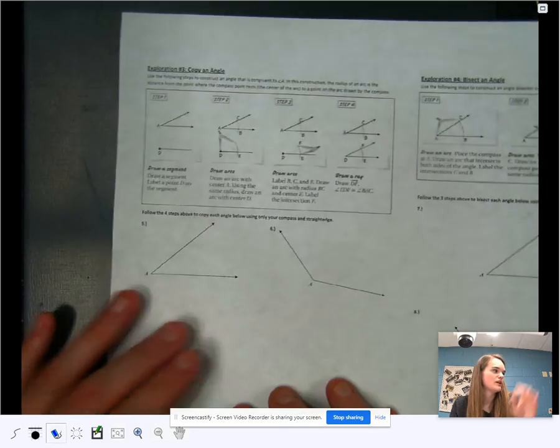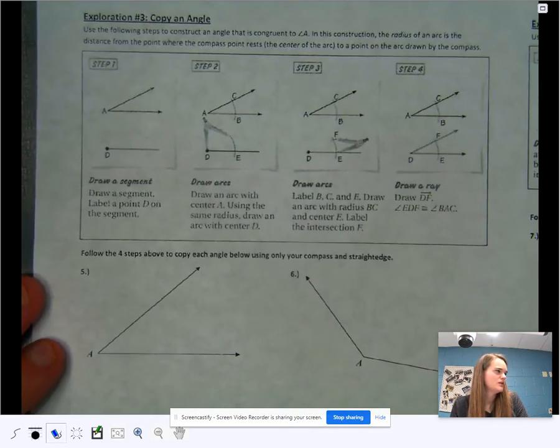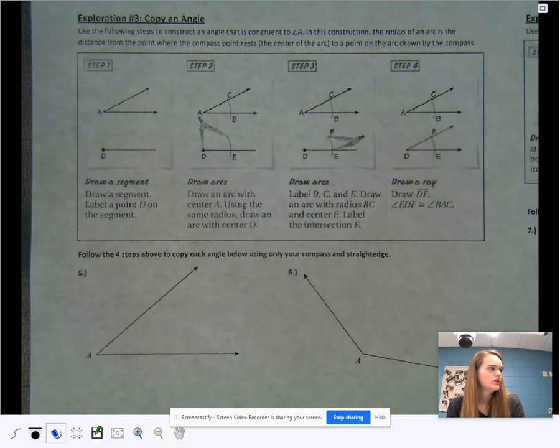I want you, just like yesterday, to take a second, read through this, try to go ahead and copy number 5 on your own. So pause the video, whatever you need to do. If you need to write these, you need to pause it, write the stuff down. So go ahead and try this one.